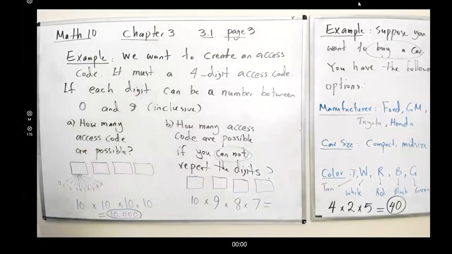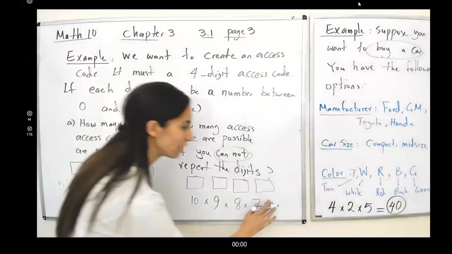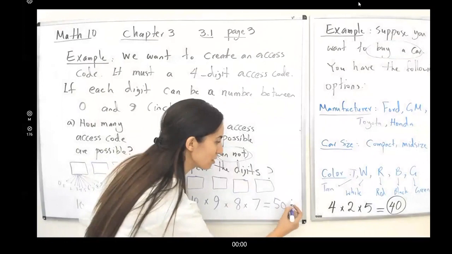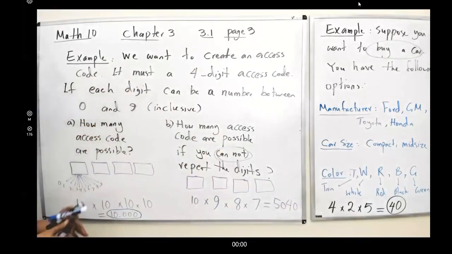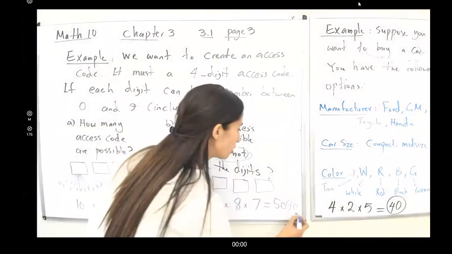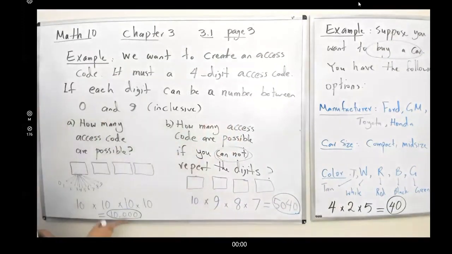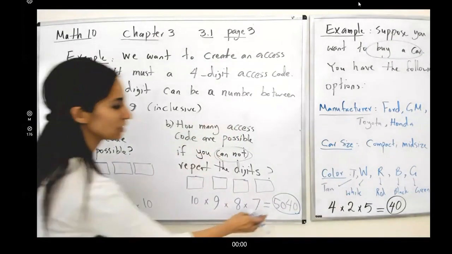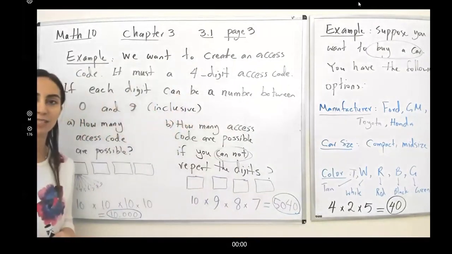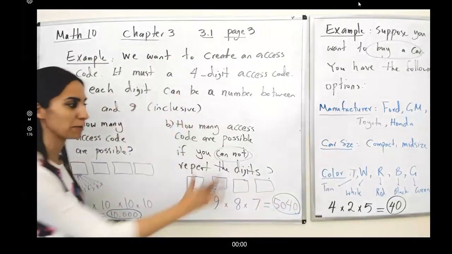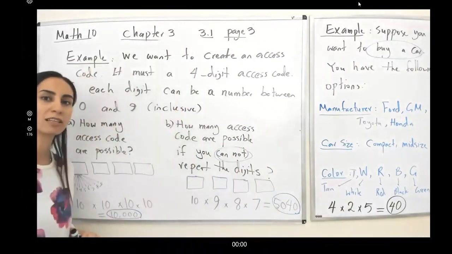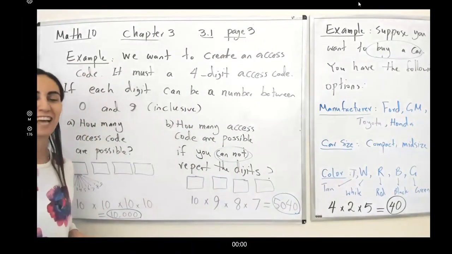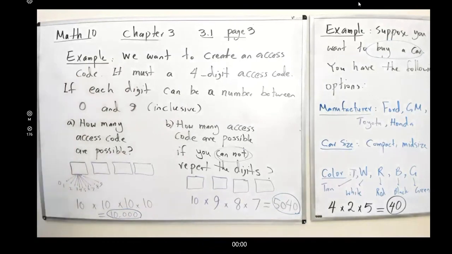So how many? 5,040. Excellent. So if you can repeat those digits, it's going to be 10,000 different options. And if you cannot repeat those digits, repetition is not allowed, you have 5,040 different access codes.